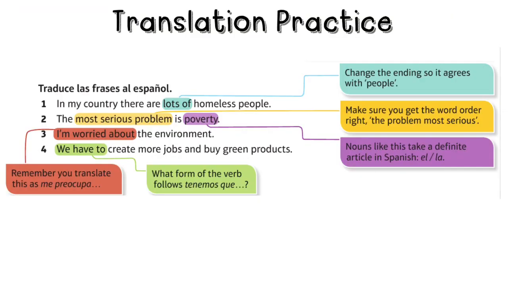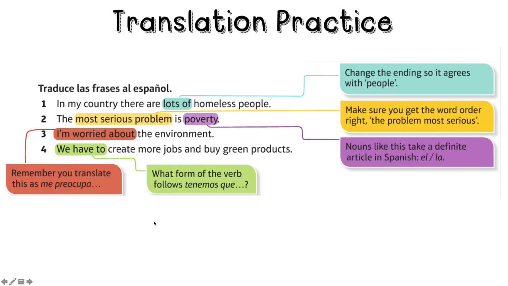Then, there's more translation practice here. So there are 4 sentences. You have some help with the colors, yeah? So it's in my country there are a lot of homeless people. So in my country there are, how do you say there are? Is that word that we always forget? Is hay. So there is lots of, you can say un montón. Yeah, un montón that we learned earlier. Or you can say muchos, or muchas, or mucho, or mucha. Homeless people, we saw that earlier, los sin hogar.